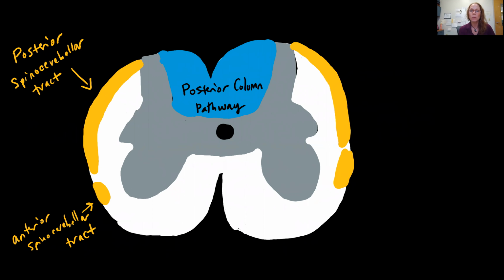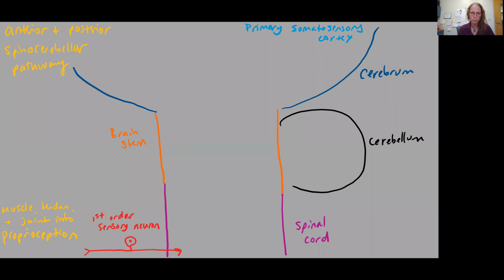All right, our next one is called the posterior spinocerebellar tract, and we also have an anterior spinocerebellar tract, and we're not going to actually differentiate between these two, so we can sort of collectively call them the spinocerebellar tracts. Now, the name here, spinocerebellar, tells us that we're going to start in the spinal cord and then end at the cerebellum, so that's how we're getting our name here.